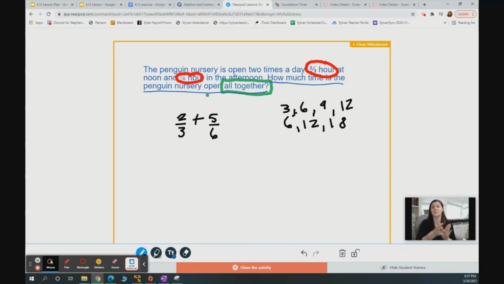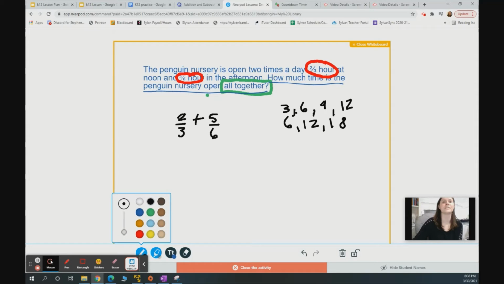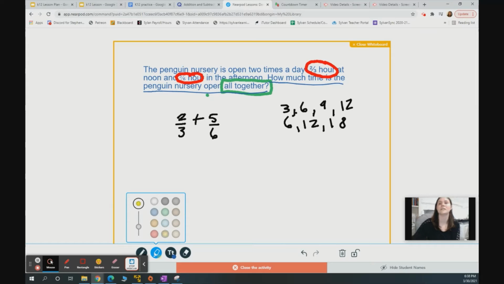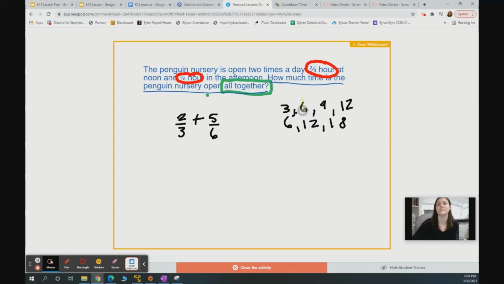All right, so I want to know, what is the smallest multiple they have the same. Remember, multiple means multiply. That's why I counted by that number. Okay, so the smallest number they have the same here is going to be the 6. Just gonna use a little highlighter here. Okay, so my smallest number they have the same is 6.